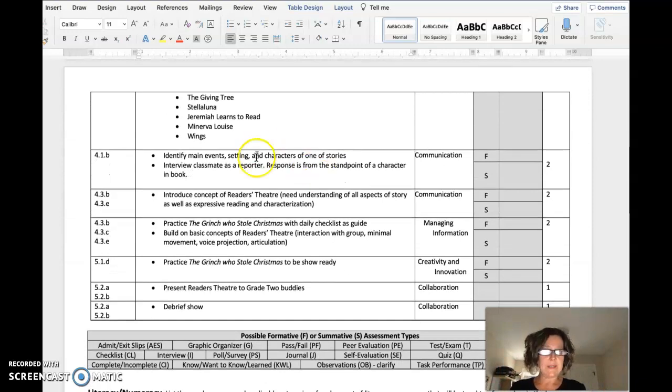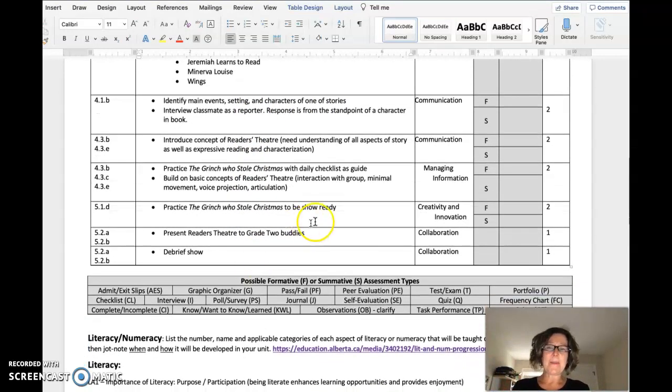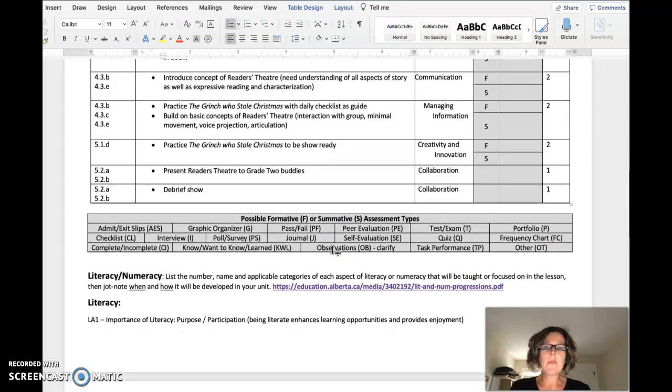Okay, so I'm going to leave you with this to read through. You can see that it's practice the Grinch Who Stole Christmas to be show ready. It gives me the idea of what I'm going to be doing for these 2 days, but I can't teach off of that. I can't walk into my grade 4 class and be like, okay, we're just going to practice. What does that look like? You have to know what specifically are you going to practice? How long are you going to practice for? Are groups going to all be in the same room? Or are you going to send some to the library? Okay, so that's the minutia of the lesson plan.